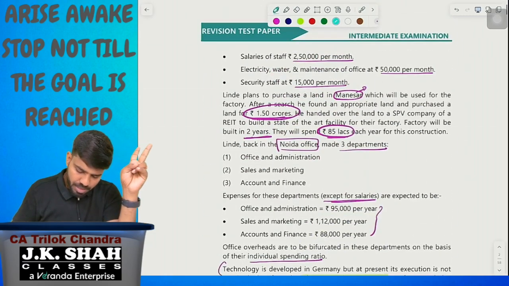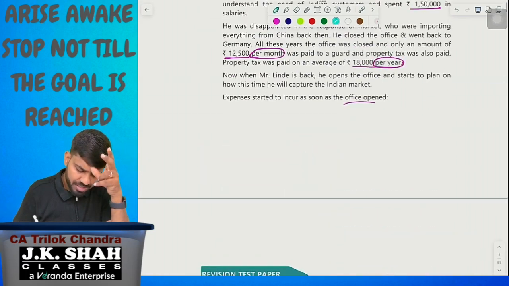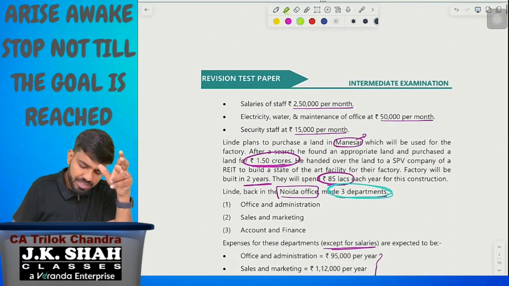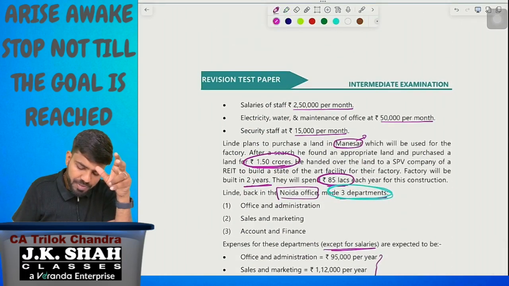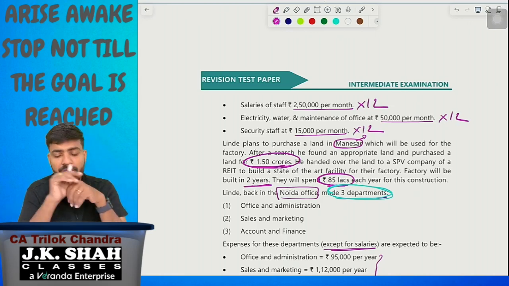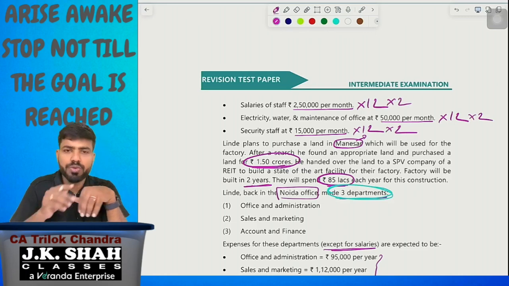What is the expense incurred? Look here. The moment the office is opened, he started incurring expenses. What are the expenses? Salary of staff, 2 lakh 50,000 per month into 12. Electricity and water, 50,000 per month into 12. Security staff, 15,000 per month into 12. Into 12 to get per annum, into 2 for 2 years.